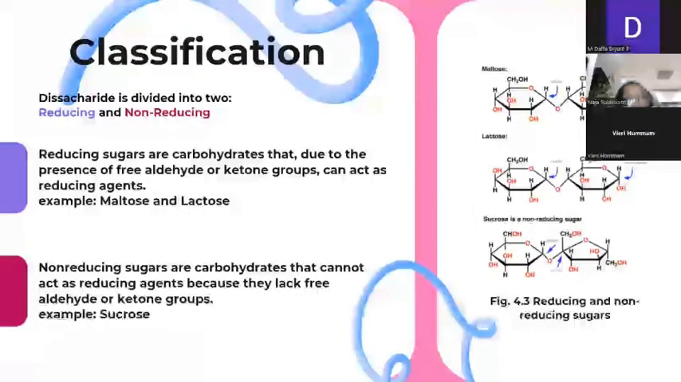Okay, so the classification of the saccharides is divided into two: reducing and non-reducing. Reducing sugars are carbohydrates that, due to the presence of a free aldehyde or ketone group, can act as reducing agents. Examples are maltose and lactose. Non-reducing sugars are carbohydrates that cannot act as reducing agents because they lack a free aldehyde or ketone group. Example, sucrose. Next slide.